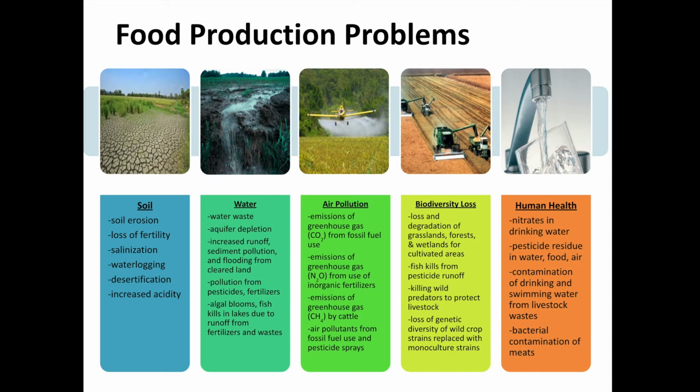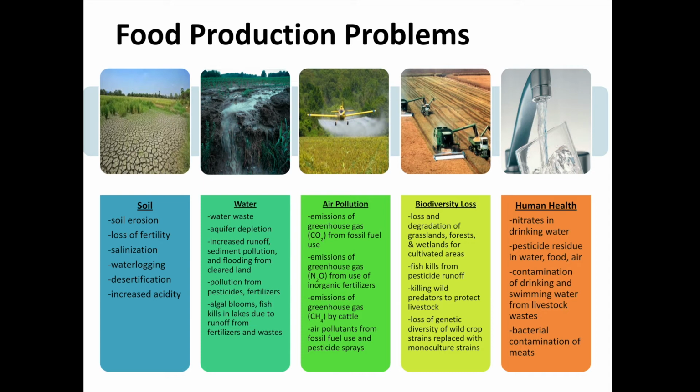We're seeing a dramatic loss and degradation of grasslands, wetlands, forests, etc., that are being removed or cleared for cultivation. We see loss of biodiversity in natural systems, whether we're killing off pests or whether natural organisms are suffering the effects of runoff or exposure to herbicides, pesticides, and fertilizers. And as we move towards more genetically engineered crops, we're seeing a loss of genetic diversity in wild crop strains. And the number of varieties that we grow is dramatically lower than it used to be.